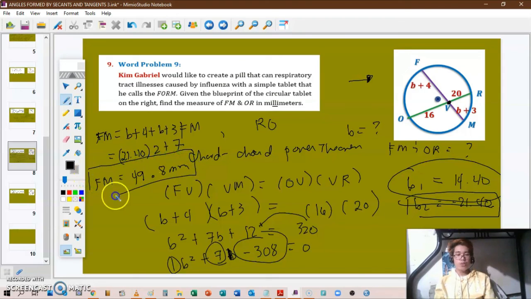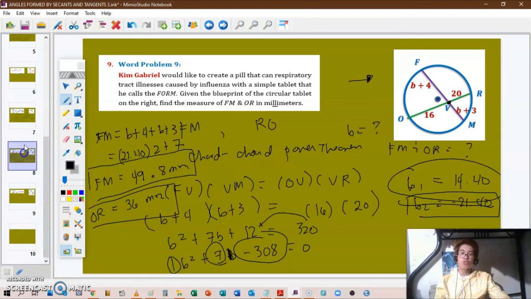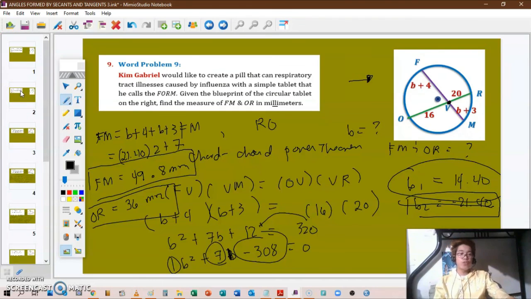And for OR, we simply add 16 and 20. So therefore the value of OR is 36 millimeters. And therefore we have solved the problem about the tablet for a respiratory illness infection. So that's it for module 4 on angles and sides determined by chords, secants, and tangents of a circle. Our final lesson for the 4th quarter will be given on our next video. That will be on sectors, segments, and the graph of a circle.